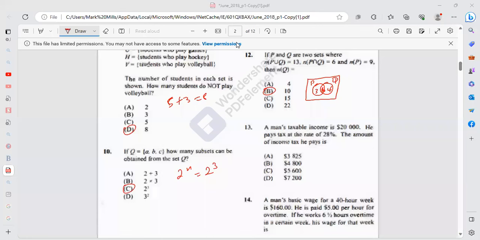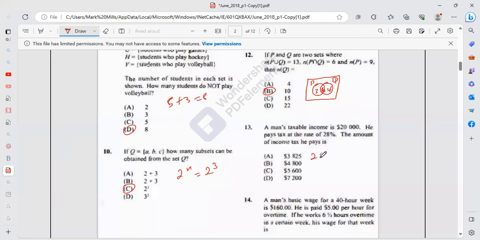It would be 28 over 100 times 20,000. So these two cancel. Basically 2 times 28 gives you 56, so that will be 5,600, right? So that means C.